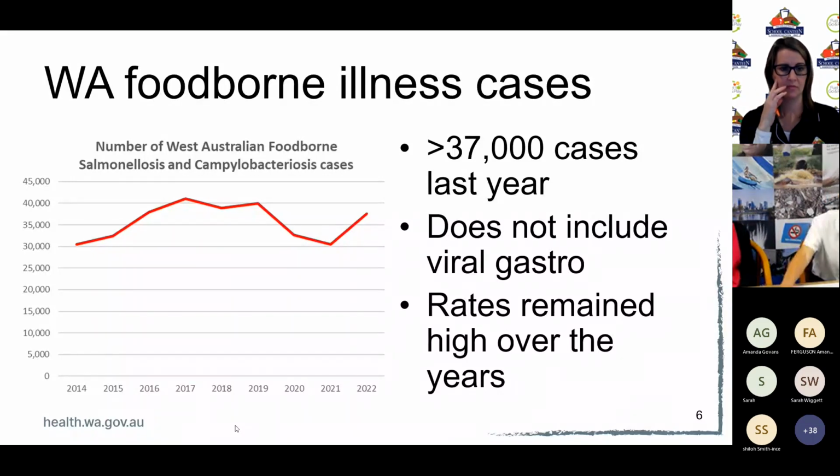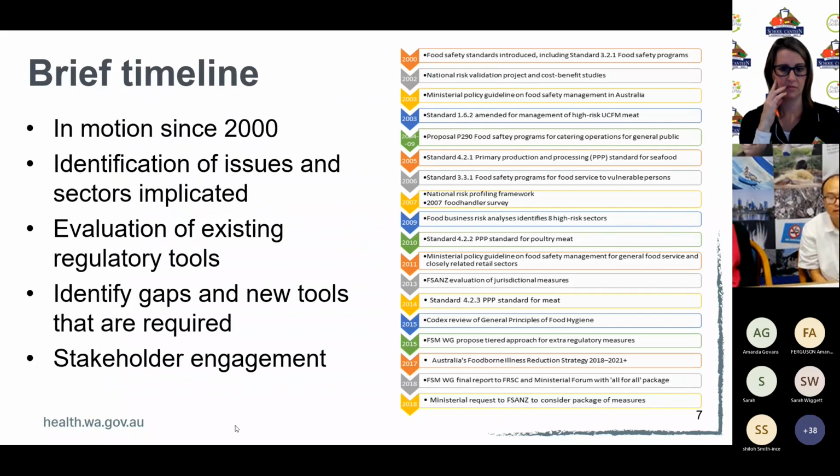So hence, FSANZ, which is Food Standards Australia and New Zealand, have taken up this project to see what else we can do to help bring the case levels down. This work on the new standards has actually been in motion since the year 2000, and there have been a lot of projects since then. What brought about these new standards is that FSANZ identified the issues and the sectors implicated with the outbreaks. They also assessed the existing regulatory tools to see where the gaps are and what new tools are required.